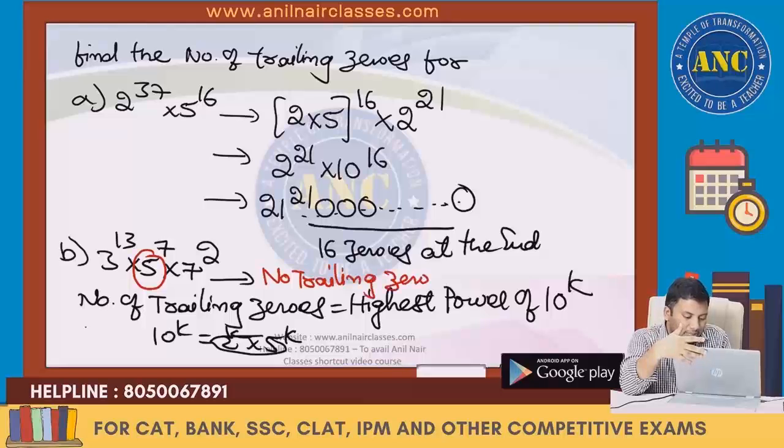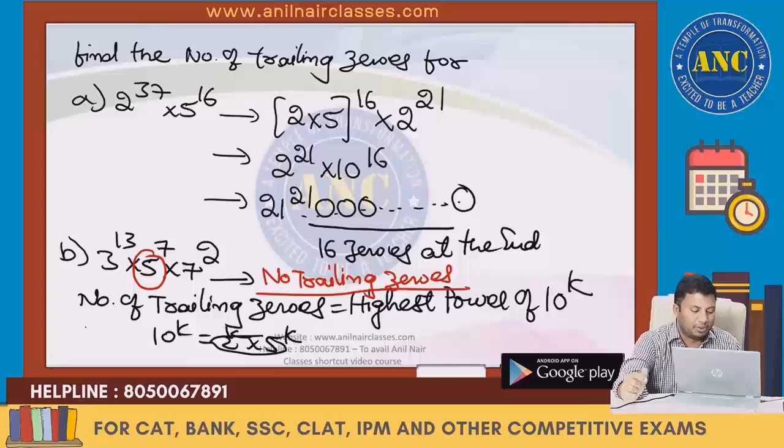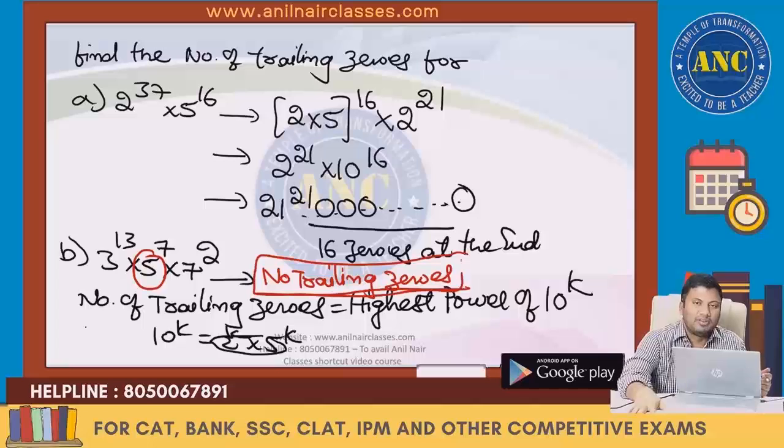I hope the concept is clear. To get the highest power of 10, we should get the highest power of 2 and 5. 2 is not there in the question. To get 10, we take a minimum power of 2 and 5. To get 100, 2 square and 5 square. To get 1000, 2 cube and 5 cube. So the answer is, there are no trailing zeros. Why? Because to get a trailing zero, we should get a combination of 2 and 5. I hope it is clear.